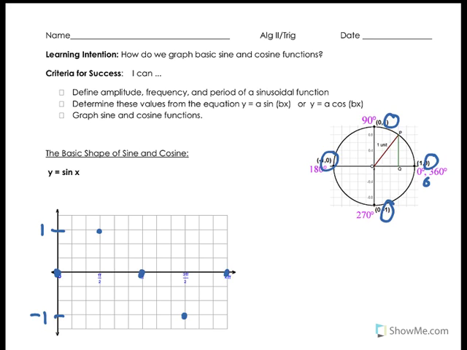So now just make sure that you connect this in a nice smooth curve. I don't want straight lines. And it should almost look like a hill at first, and then a little valley or a cup that you can pour in. And that's y equals sine x.